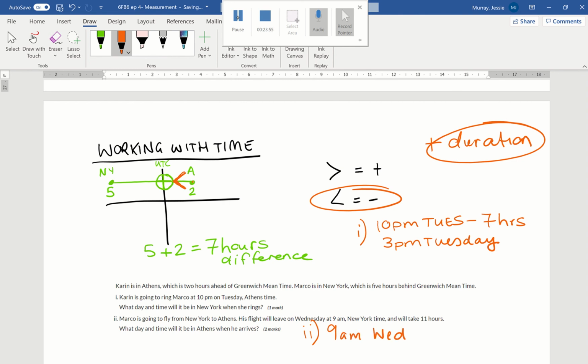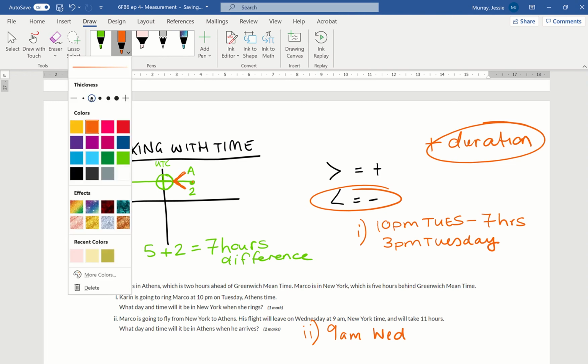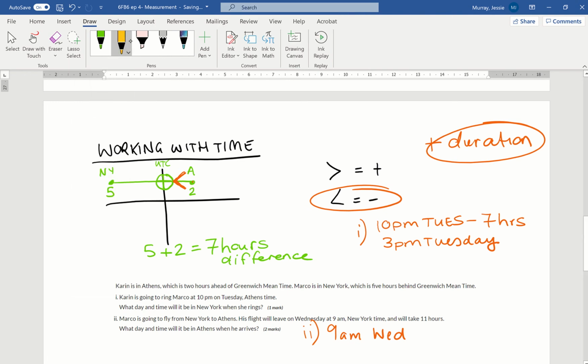WED in New York time. So this time we are going from New York time to Athens time, which means my arrow goes this way this time. I'm traveling from New York to Athens time, which means it's the greater than symbol. So this time I'm going to plus the 7-hour time difference. However, it says the time of the plane ride will be 11 hours. And what do I do with any duration time?